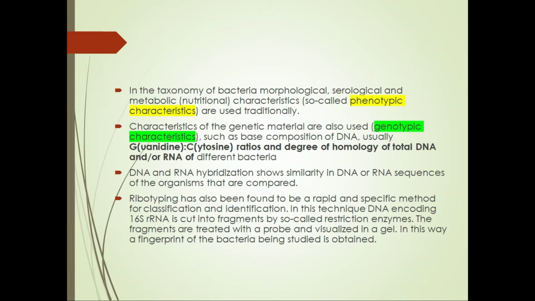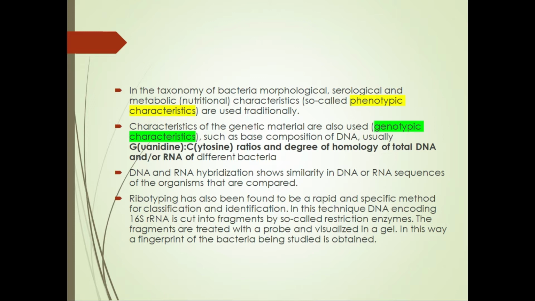The genetic characteristics, such as composition of DNA bases, especially the GC ratio, and degree of homology of total DNA or RNA of different bacteria, are being used. These genotypic characteristics are specific, non-changeable, and therefore they are more reliable for classification, for taxonomic treatment. So the classification, nomenclature or identification based on genetic characteristics gives you a long-term solution.